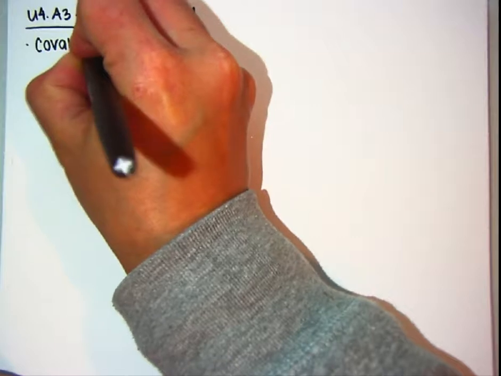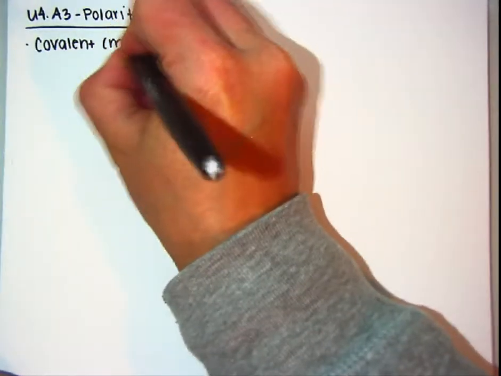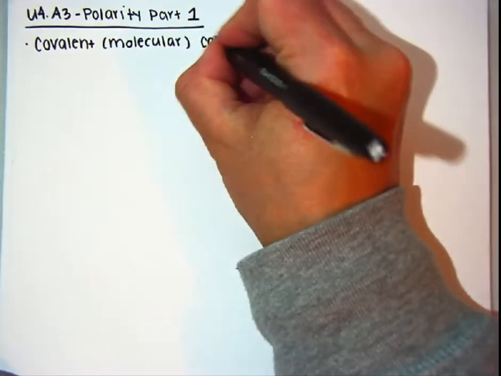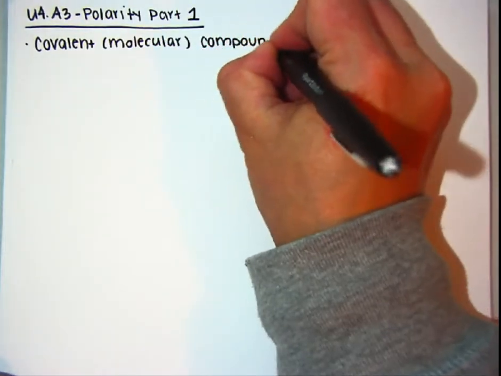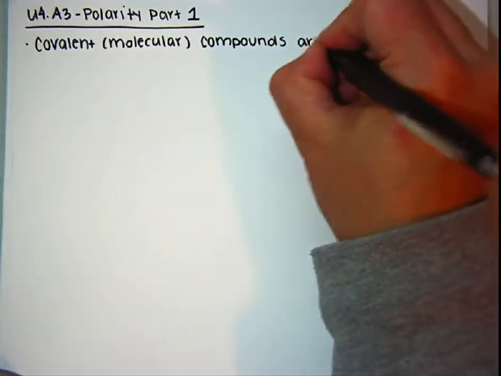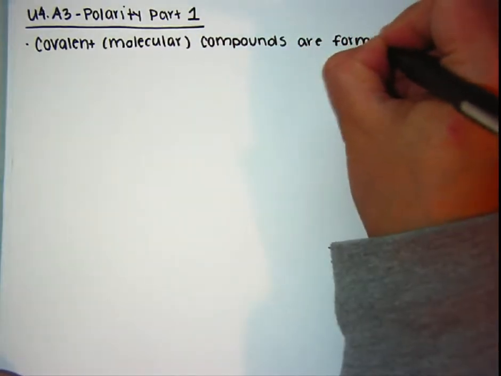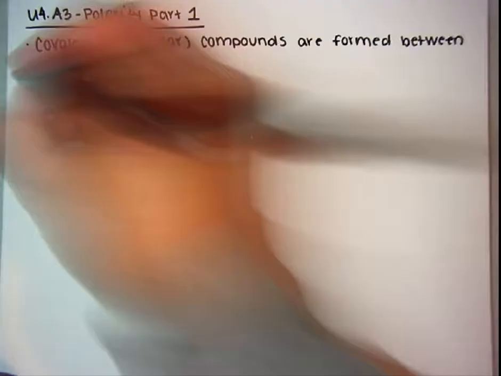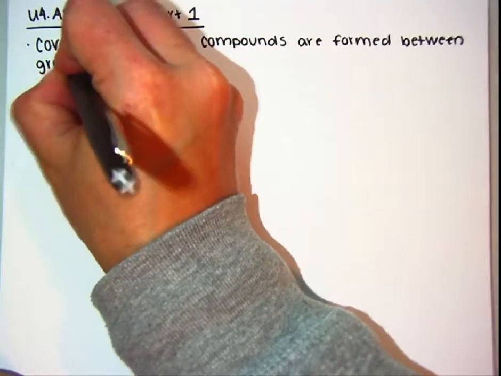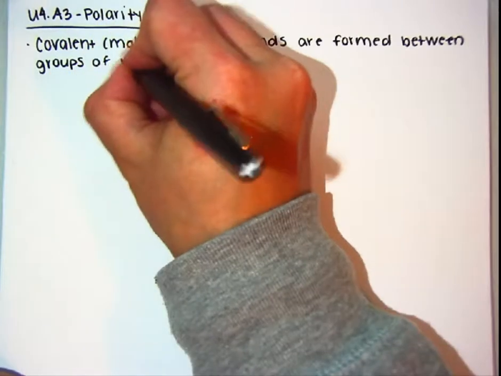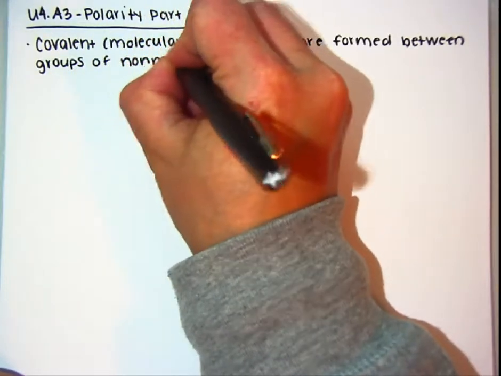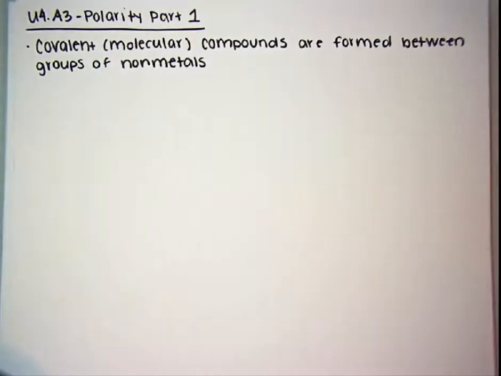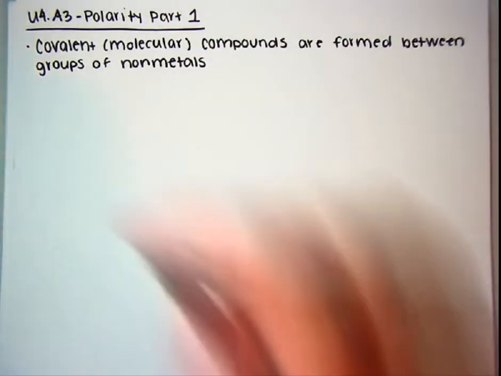Things that we should know about covalent compounds, which are sometimes called molecular compounds: covalent or molecular compounds are formed between groups of nonmetals. So an ionic compound is a metal and a nonmetal. Covalent compounds are going to be nonmetals.